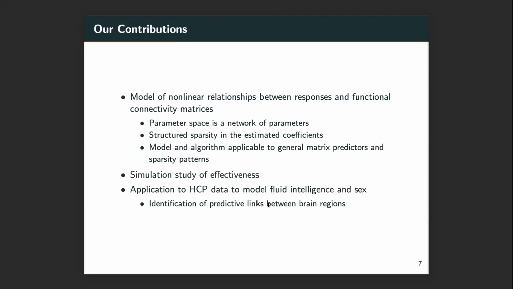Okay, so in our paper, we propose a model for modeling this nonlinear relationship in which our parameter space can be thought of as a network of parameters. We incorporate a structured sparsity in the estimated coefficient matrix. And the model and the algorithm are applicable to not just functional connectivity matrices, but more general matrix-valued predictors, and allow for other kinds of structured sparsity patterns.